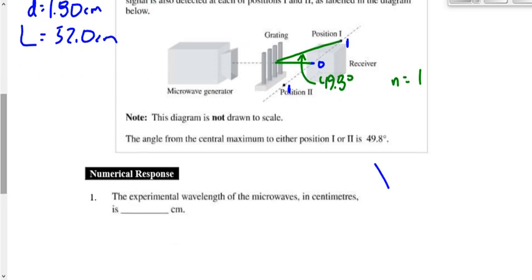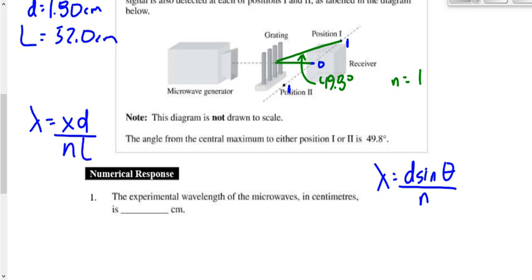We're going to say lambda is equal to d sine theta over n. And we've got all those variables there: d, theta, and n. Look, we do have L. Do we need that? No, we don't, right? I said there's no reason for us to try lambda equals xd over nL. There isn't really any reason because we have an angle given to us. And when we have the angle, why would we bother using the approximation when we have an equation that always works?